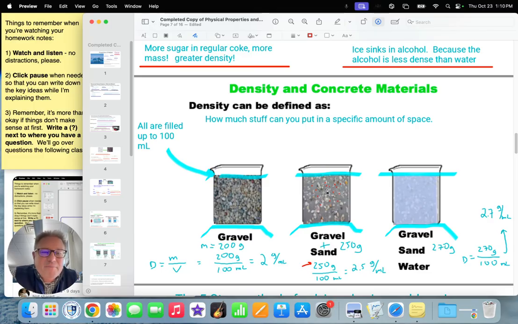Even with sand and gravel in here, there might be little pockets of air. So we pour in the water. The water fills in every little opening that's in there. So now it's got gravel and sand and water. We put it on the scale, and now we find the mass to be, say, 270 grams. It's getting heavier because now it has some water in it. Now we find the density: 270 grams divided by 100, and that works out to be 2.7 grams per milliliter. So you can see, as we're putting more and more stuff into the same amount of space, the density goes from 2, and then it gets a little bit bigger to 2.5, and eventually makes it up to 2.7 grams per milliliter.